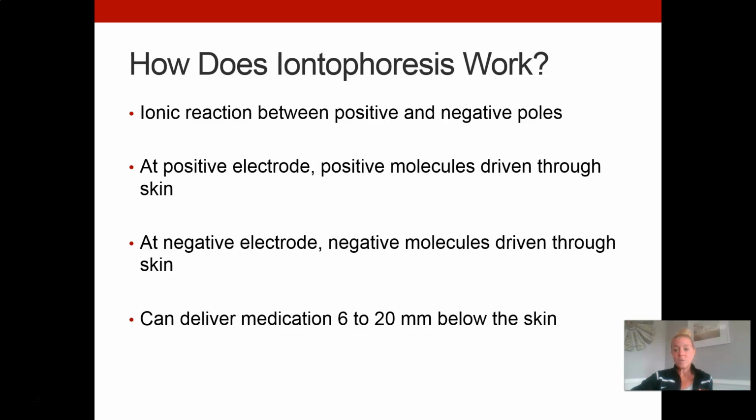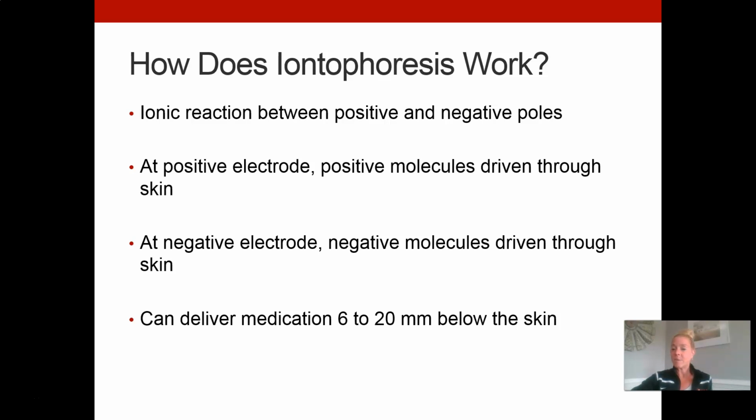So what we do is we use medication that has a known charge. So like I just mentioned, dexamethasone is a very common medication. We call it Dex. We know Dex has a negative charge. So if we put dexamethasone on an electrode and then hook the negative lead up to that, because like charges are going to repel, it will actually drive the medication through the skin.